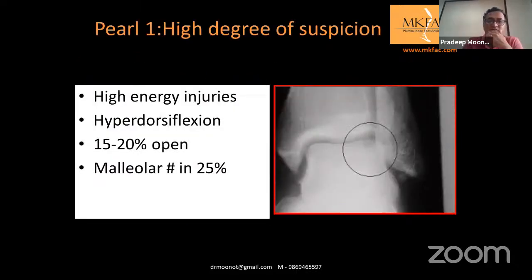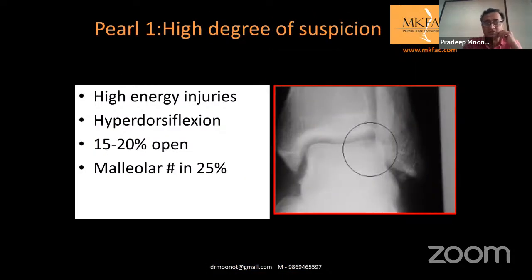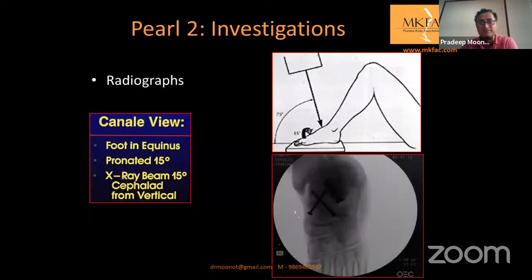So what are the pearls which we're looking at? Any patient who comes with a high degree of trauma in the foot, there has to be a high degree of suspicion. Usually talar fractures happen in high energy trauma, hyperdorsiflexion, 15 to 20% are open fractures, and malleolar fractures are usually in 25% of these people. Here you can see there's something going on in that area, which is circled here.